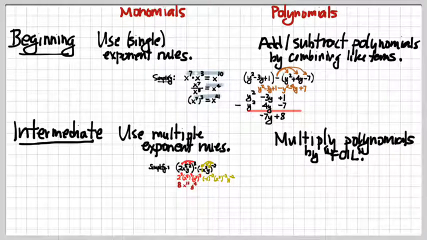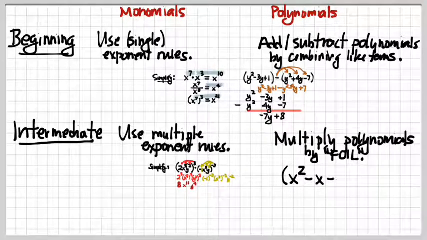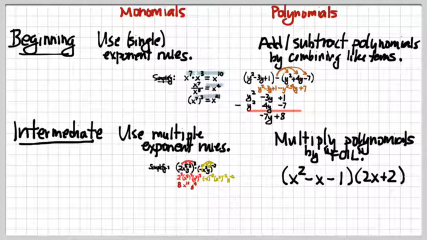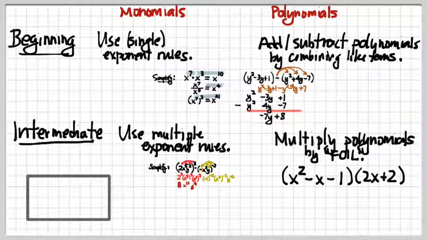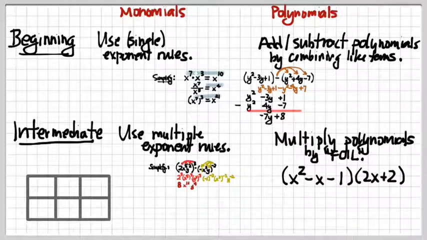So let's suppose that I want to simplify x squared minus x minus 1 times 2x plus 2. How should I do that? What do I need to multiply by what in order to carry out this multiplication? This is where I like to borrow from the new math. I say the new math a little bit derisively.